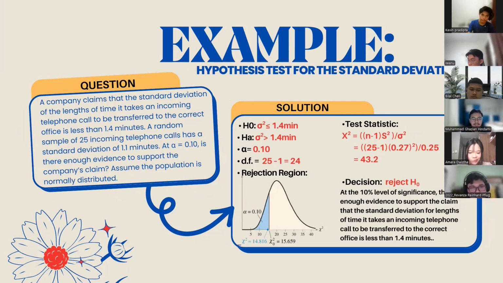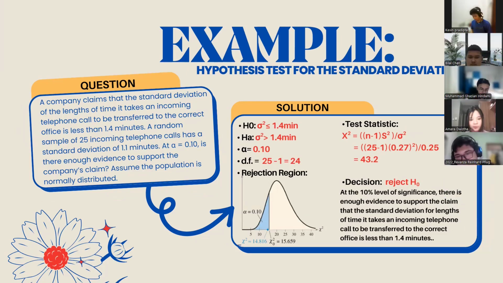Another example, a company claims that the standard deviation of the length of time it takes an incoming telephone call to be transferred to the correct office is less than 1.4 minutes. A random sample of 25 incoming calls has a standard deviation of 1.1 minutes and an alpha of 0.10. Is there enough evidence to support the company's claim, assuming the population is normally distributed? As you can see from the calculations, we decide to reject H0. At the 10% level of significance, there's enough evidence to support the claim that the standard deviation for the length of time it takes for an incoming telephone call to be transferred is less than 1.4 minutes.